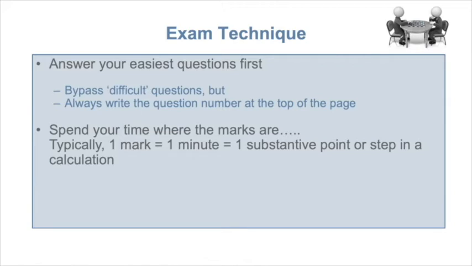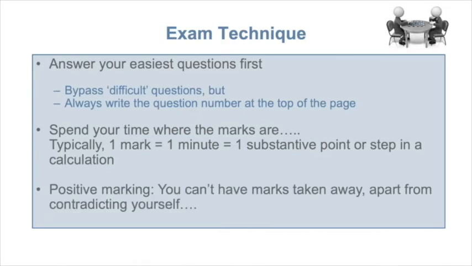Typically in a CII exam, 1 mark will equal 1 minute, and that will equal 1 substantive point or a step in a calculation. So it's around about a minute a mark. But don't forget, for questions that you're really comfortable with, they're likely to be done quicker, and for questions you're not so comfortable with, they're likely to take a little bit longer. So don't hold yourself to that too much, but use it as a good guide.